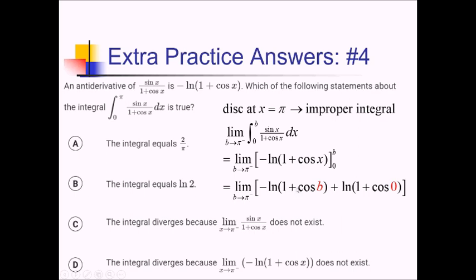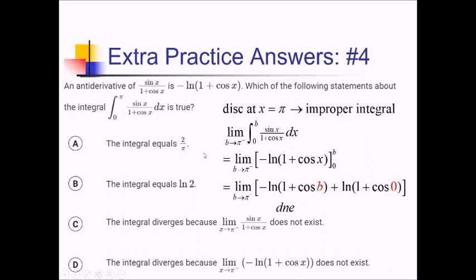And as b approaches pi, this term in here, you're basically taking the ln of 0, or something very close to it. So ln then is going to be going to one infinity or another. It's going to be undefined. So this is the issue here, is that this limit does not exist.